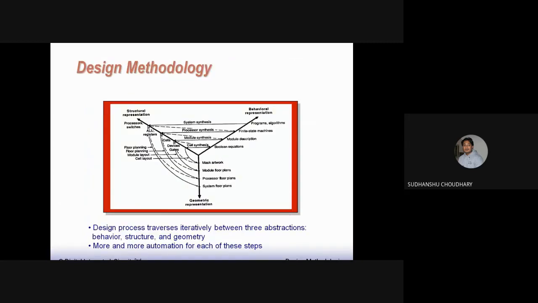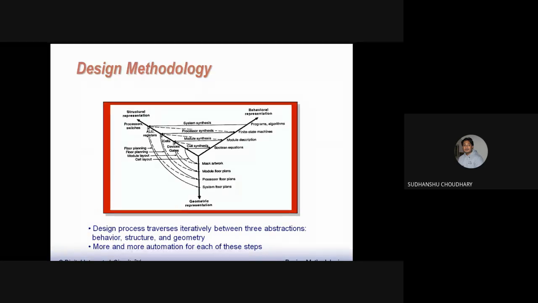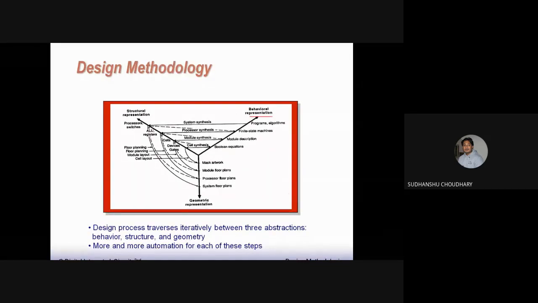Now let us talk about this very popular chart, which you might be familiar with, called the Y chart. You might have also read this in the other course, Verilog. In this Y chart, you have three axes, and these three axes represent the abstraction levels. For example, you have the behavioral representation on one axis, the structural representation on the other axis, and the geometric representation on the third. Then you have abstraction levels in each representation.